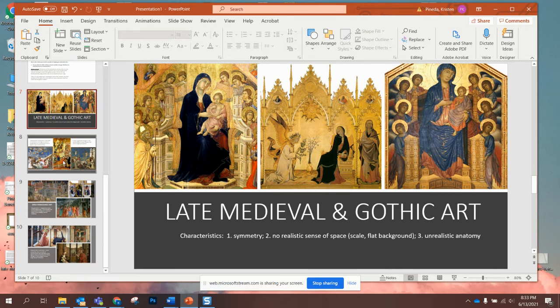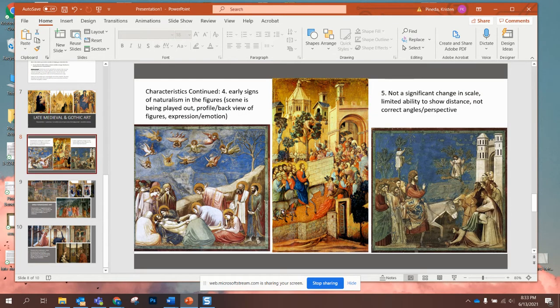Okay. If we continue on, because these were more Gothic, but if we look at some late medieval artwork, in this one you can start seeing that there are some advancements happening, just a little bit. So if we continue those characteristics, number 4, early signs of naturalism in figures. Eventually the artists started to step away from this very flat gold background, and they started to paint a scene, but it was relatively limited.